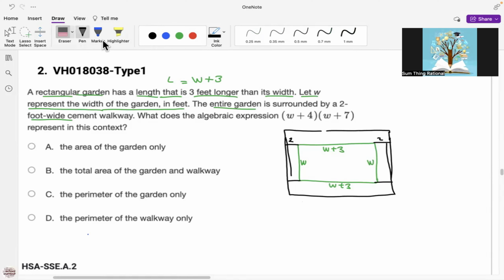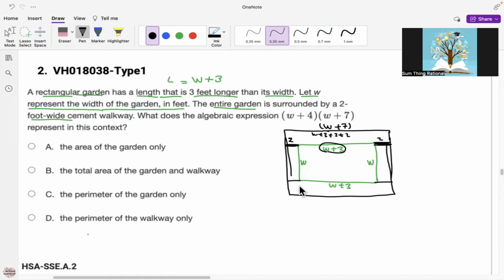So if we have a walkway around the rectangular garden, it means that the size is increased. But how much is the increase? For example, what is the new length? 2 feet increase on the right side, 2 feet on the left side, means 2 plus 2, 4 feet. The rectangular garden is extended by 4 feet. So it was W plus 3; together with 2 and 2, we can write W plus 3 plus 2 plus 2, or W plus 7, which is the new length of the rectangular garden with the walkway together.